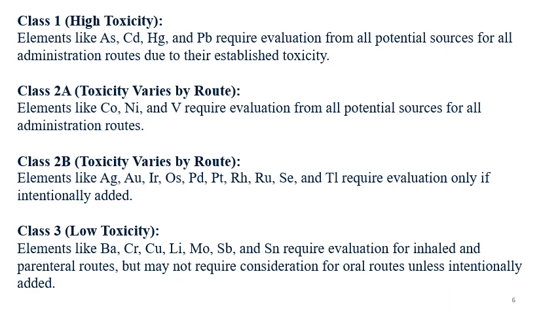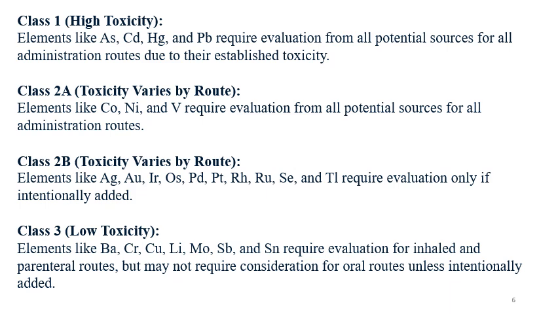Class 2A, toxicity varies by route. So elements like cobalt, nickel and vanadium require evaluation from all potential sources for all administration routes. Whenever you are performing risk assessment, these high toxicity elements are required to be thoroughly evaluated. Class 2B elements are various types, and these require evaluation only if these are intentionally added. So the toxicity of class 2B impurities varies by the route.